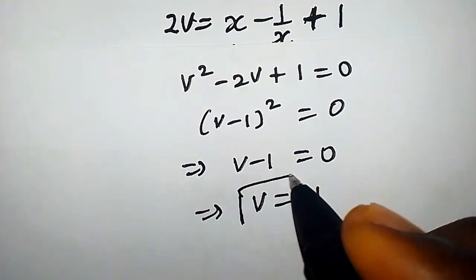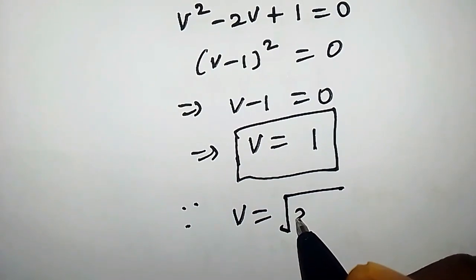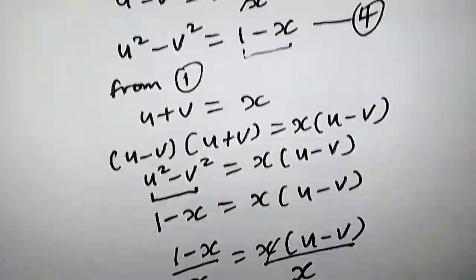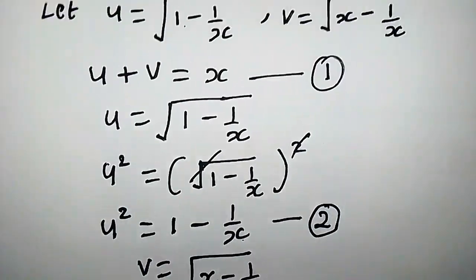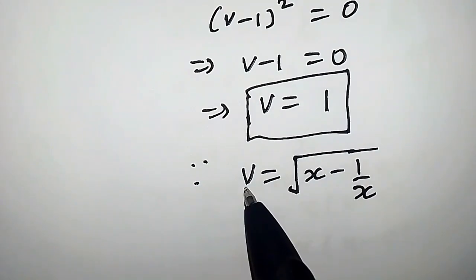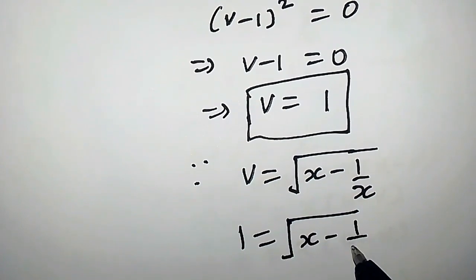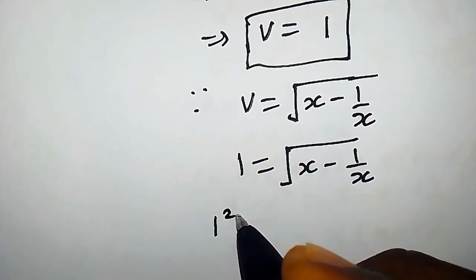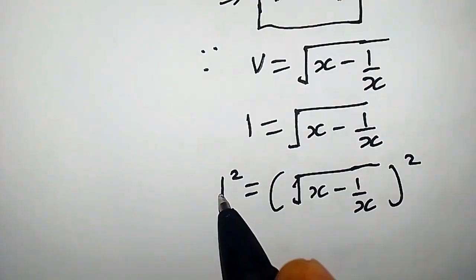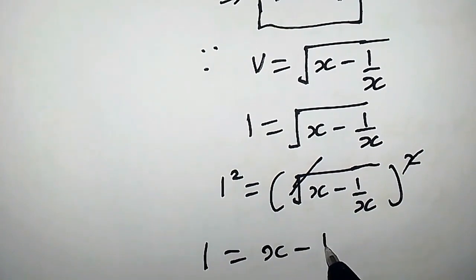Let's take note of this guy. Since v is equal to square root of x minus 1 over x, this is from our assumption. That is, from this guy, v is equal to square root of x minus 1 over x. So let's proceed further. But what is v? v is 1. So we have 1 equals square root of x minus 1 over x. Squaring both sides, we have 1 square is equal to square root of x minus 1 over x all square. 1 square is 1, equals this square root takes care of these two. We are left with x minus 1 over x.